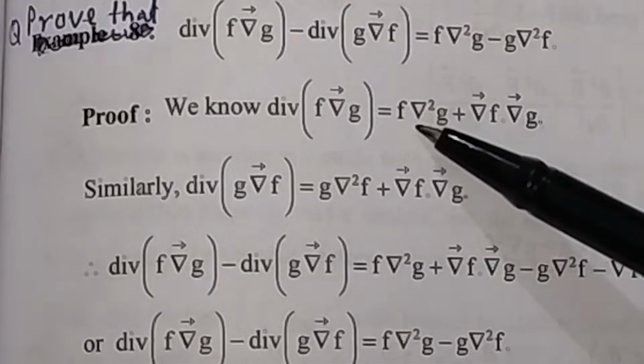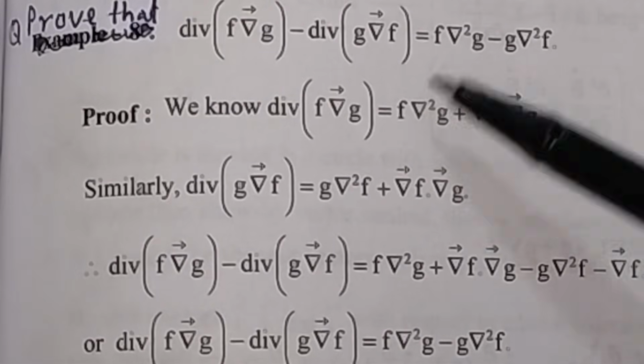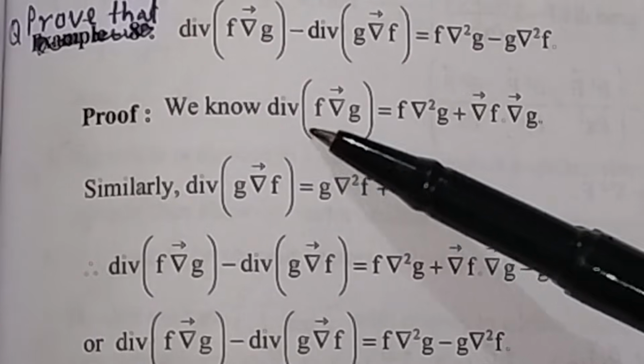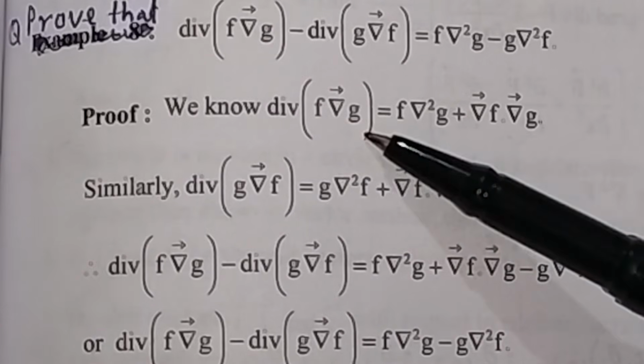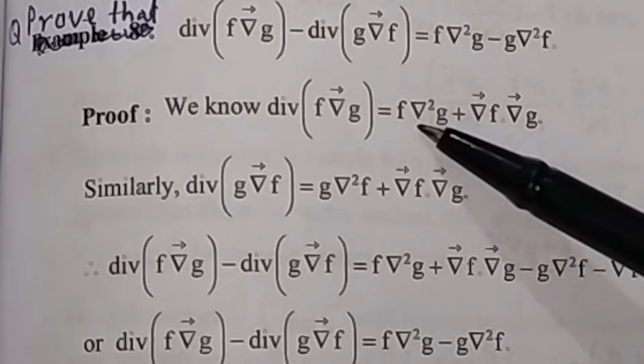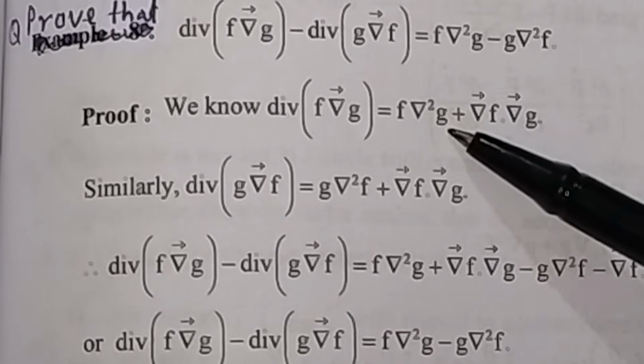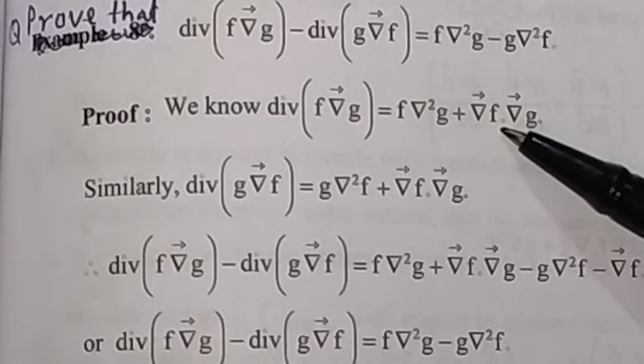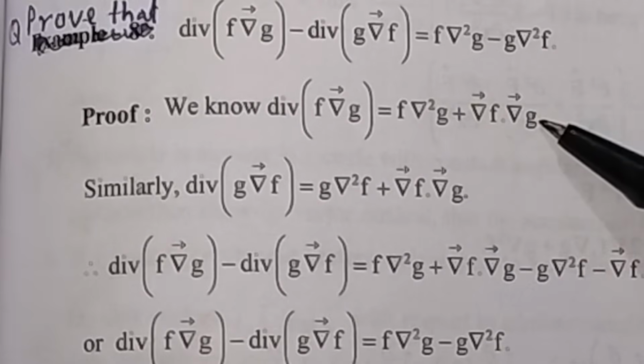You have to remember the vector identities like this or this. So we know from the vector identity that divergence f gradient g, that is equal to f Laplacian g or Nabla squared g plus gradient f dot gradient g. So this vector identity you have to remember.